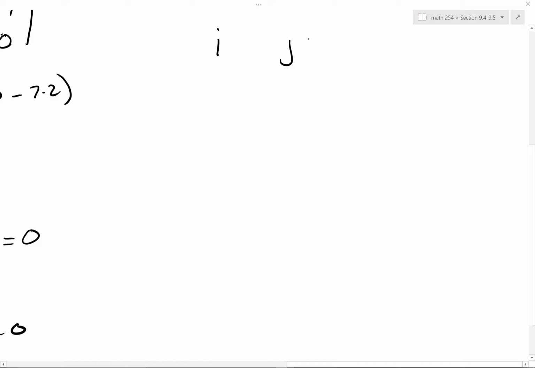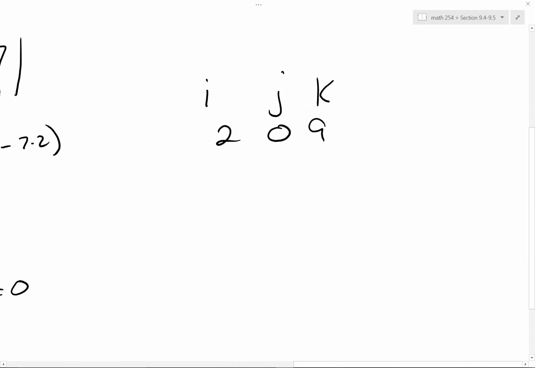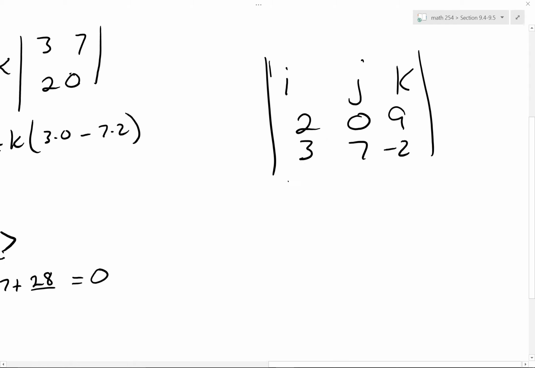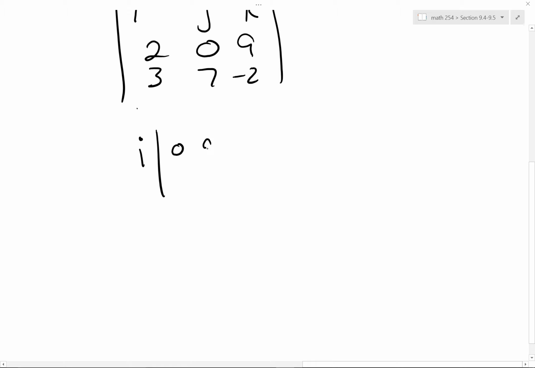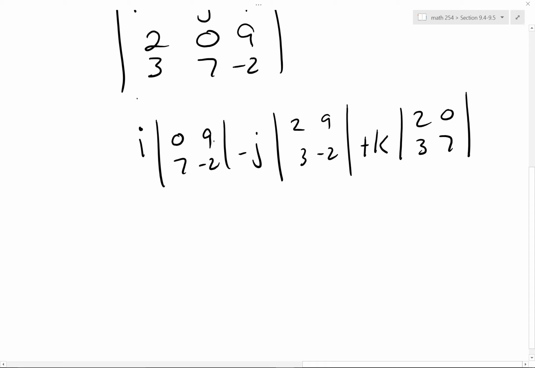Now, suppose I flipped it around, I, J, and K, and I said, let's put B on top. So 2, 0, 9 and 3, 7, negative 2. And let's expand by minors again. That gives me I, and then it's 0, 9, 7, negative 2, minus J. Again, cross out J's column and J's row. You get 2, 9, 3, negative 2, plus K. You get 2, 0, 3, 7. So 0 times negative 2 is 0, minus 63, so minus 63i. Negative 4 minus 27 is negative 31, so it's negative and negative, so positive 31 J, and then 14 minus 0 is 14, so plus 14K.